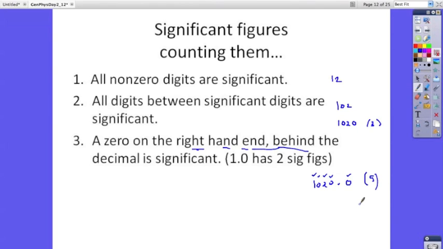Okay, so if it's not 0, it's significant. If the 0 is between two significant figures, it's significant. And if it's on the right-hand end, to the right of the decimal, then it's significant.